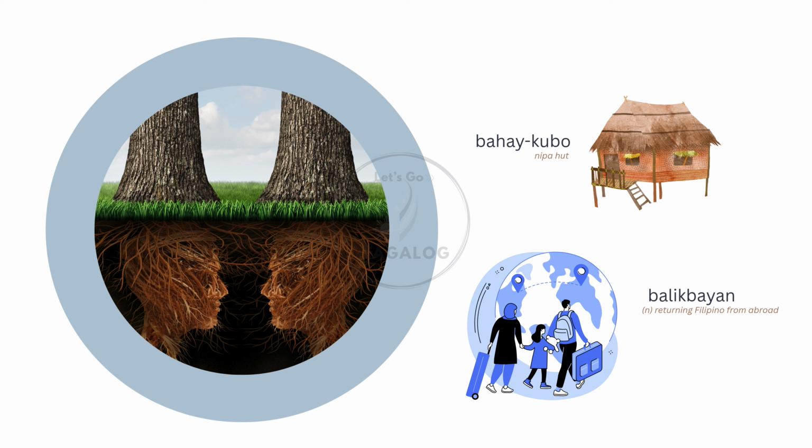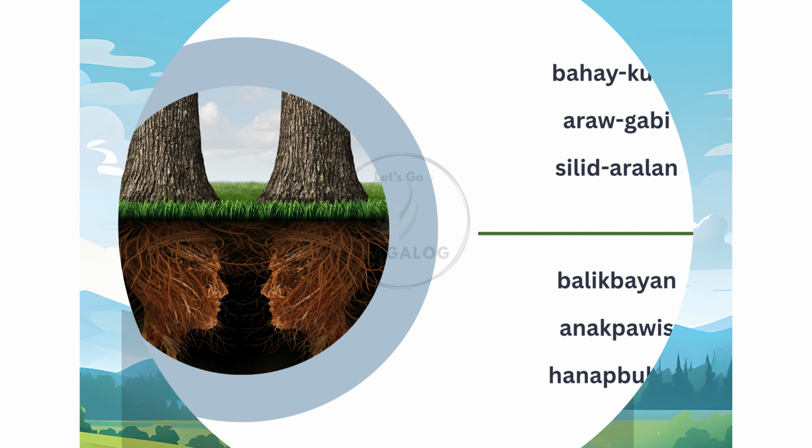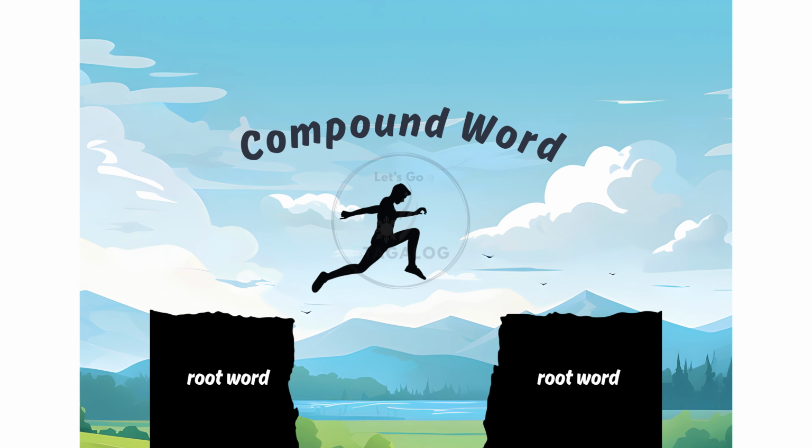Notice how Bahay Kubo keeps both roots clear, while Balikbayan transforms into something fresh. Try them. Bahay Kubo, Araw-gabi, Silid-aralan, Balikbayan, Anak Pawis, Hanap Buhay. You're a compound word trailblazer now.